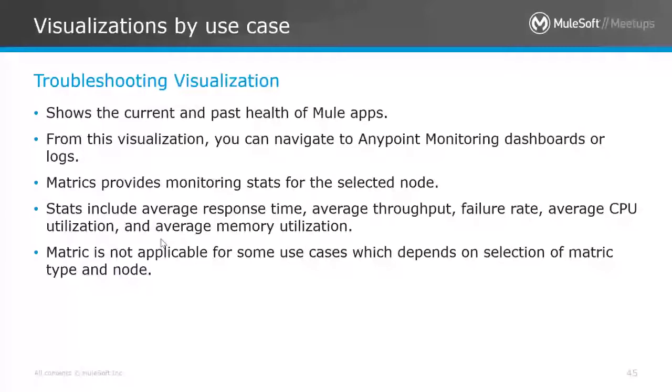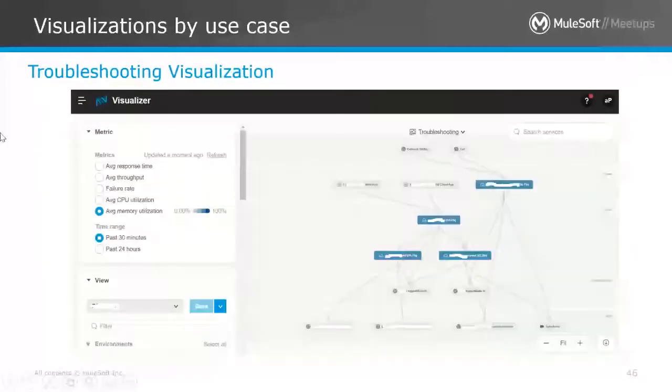Okay, so this is the troubleshooting visualization screenshot. Here you see I have selected the metric type as average memory utilization. So you can see the different metric types available and the time range.